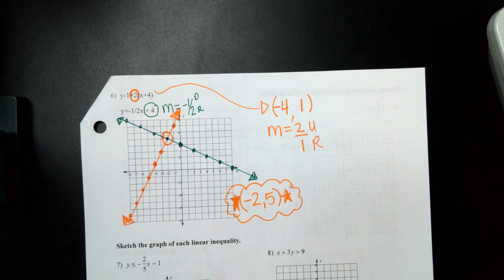But then you need to figure out, is it going to be solid or dashed? You have to check it to know if you did it right. You have to figure out if it's solid or dashed, and then you're going to be shading one way or the other. You're either shading above your line or below your line.